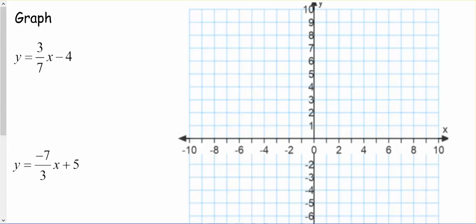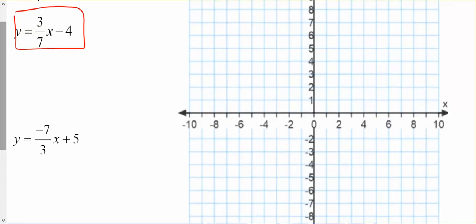So let's try graphing these. We'll graph this one in red. Our y-intercept is -4. Our slope is 3/7, so we're going to go up 3, 1, 2, 3, over 7. We can go down 3 over 7. Draw our line.